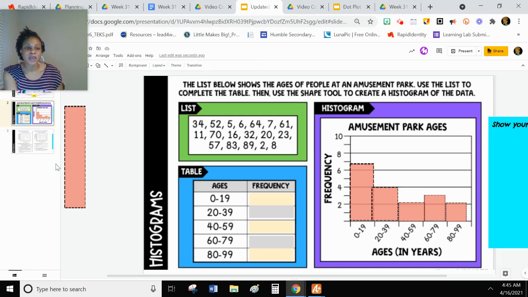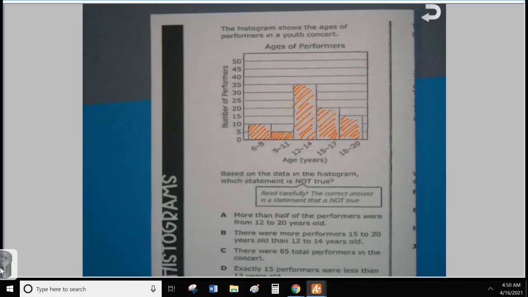So on the next slide, we have some questions. And again, we're going to show the ages of performers in a youth concert. So again, on the x-axis, we have the ages, which are in equal intervals. On the y, we have the number of performers, which is the frequency. Based on the data in the histogram, which statement is not true? Read carefully. The correct answer is a statement that is not true, okay? So 3 of them are going to be true, and we're looking for the one that is false.